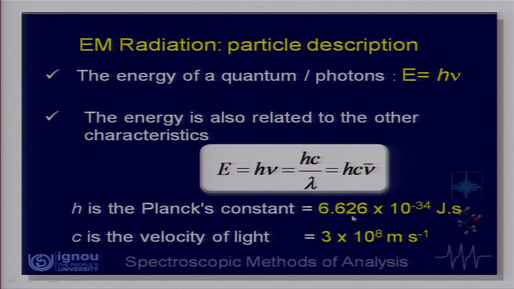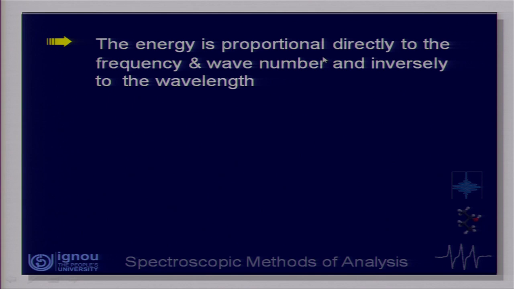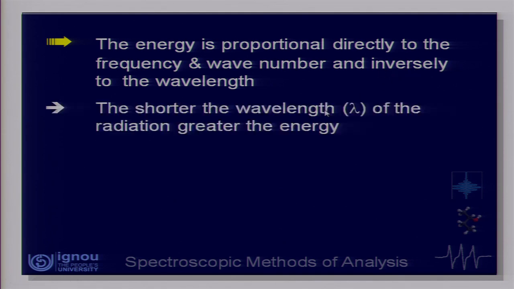We will take a simple problem on that. We just mentioned that h is Planck's constant, whose value is 6.626 × 10^-34 joule second, and the velocity of light we have talked about many times. Now, one very important conclusion we can draw from this expression is that the energy is directly proportional to the frequency and the wave number, because E is equal to h nu and E is equal to h c nu bar. So, for the wave number and the frequency, the energy is directly proportional, whereas for the wavelength there is an inverse proportionality, because we have E is equal to h c by lambda.